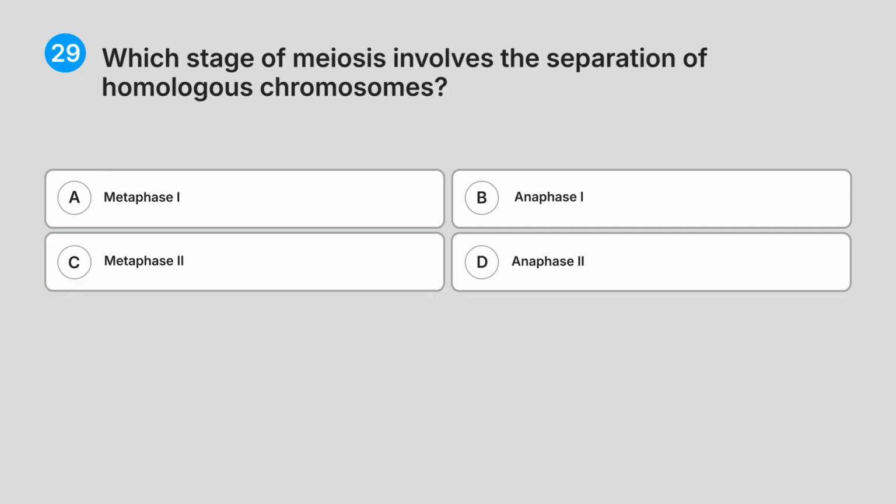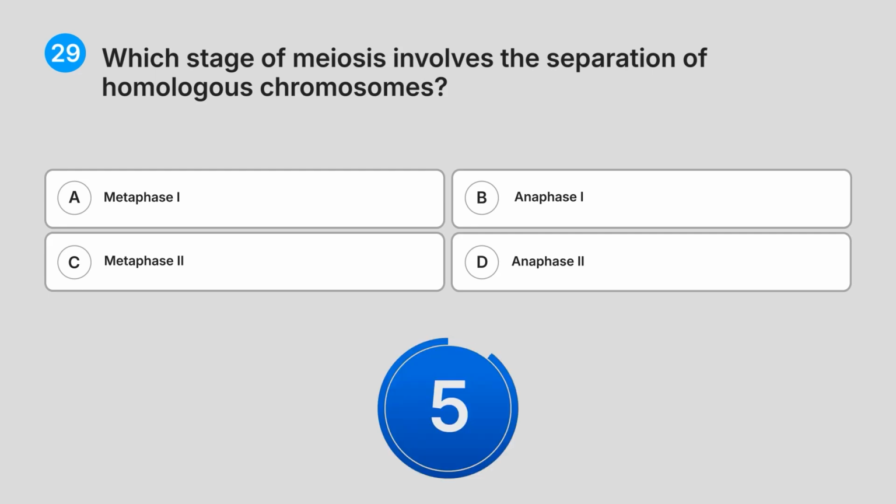29. Which stage of meiosis involves the separation of homologous chromosomes? A. Metaphase 1. B. Anaphase 1. C. Metaphase 2. D. Anaphase 2. Can you guess the answer?